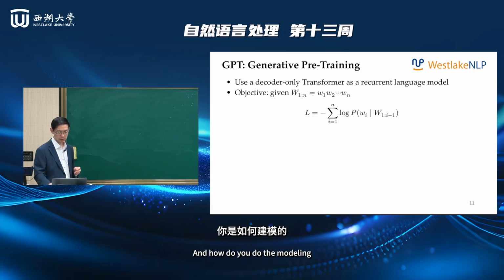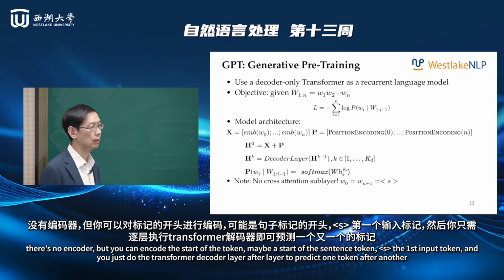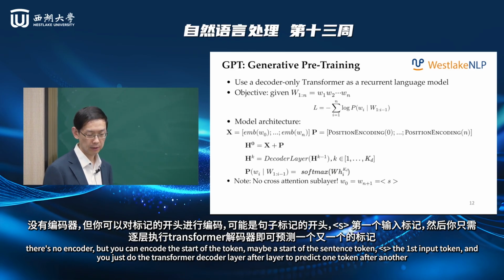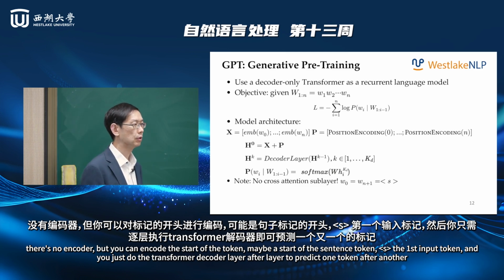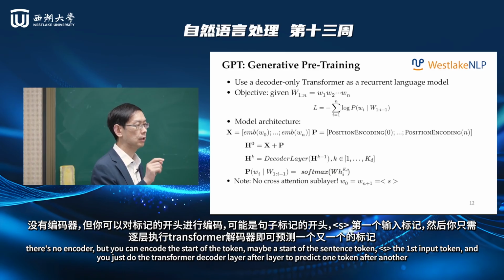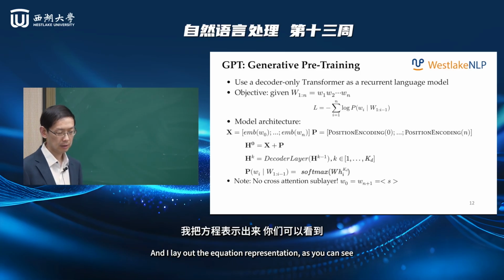And how do you do the modeling? You use a transformer decoder to replace RNN. So there's no encoder, but you can encode the start of the sentence token, S, as the first input token. And you just do the transformer decoder layer after layer to predict one token after another, and that's a recurrent language model. And I lay out the equation representation.